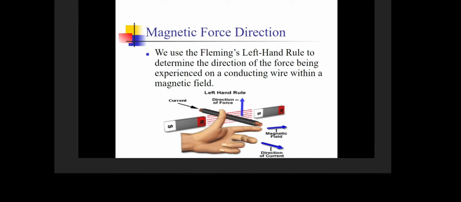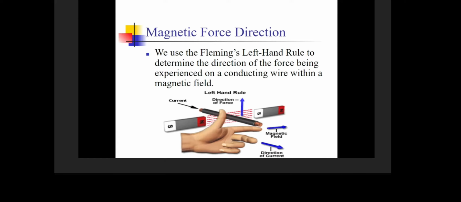Now, the current direction, the charges that should be moving, are positive charges. So Fleming's left-hand rule gives you the direction of the force on positive charges. So what if it was an electron that was moving? What would you do to find the direction of the force on an electron? It would be the opposite direction.